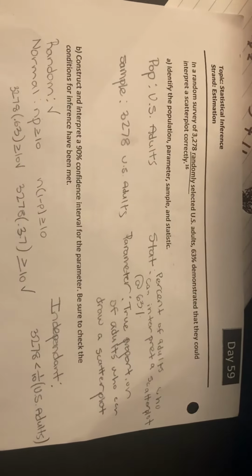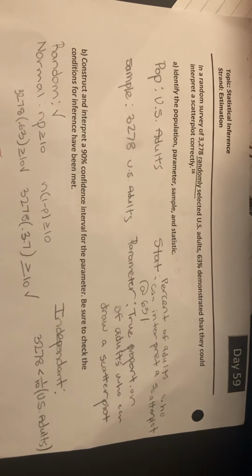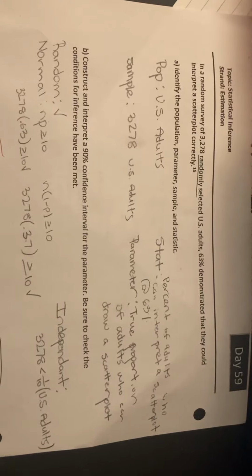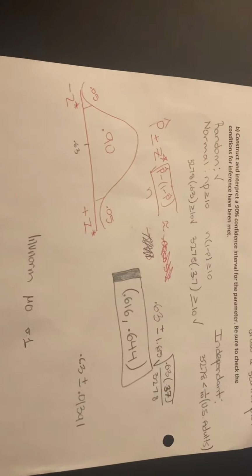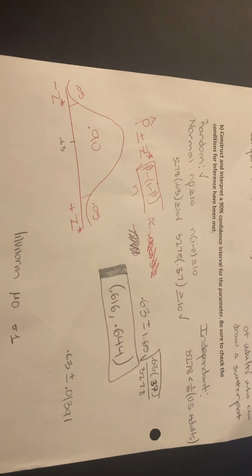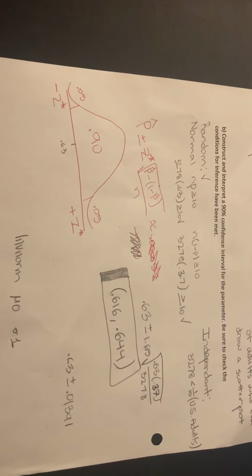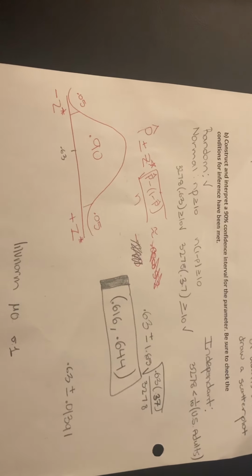Next, we have to construct and interpret a 90% confidence interval for the parameter. First, we need to verify that all conditions are met. The prompt states that the sample is random, so it is met. Next, we do the 10% condition for the independence, and we can assume that 3,278 is less than 10% of total U.S. adults. And finally, the normal distribution by doing n times p is greater than or equal to 10, and n times 1 minus p is greater than or equal to 10, which is also met.